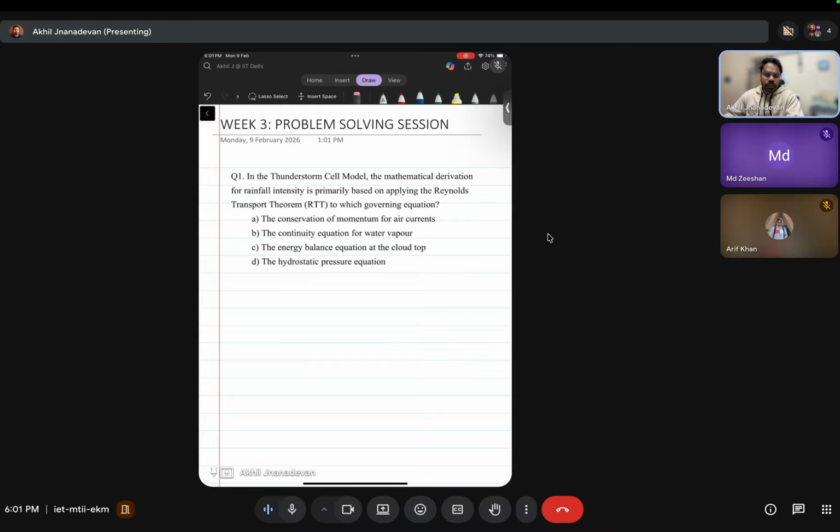If you have gone through the lectures, the first part is somewhat related to what we were doing in the previous week, that is week two, related to atmospheric water. In that we were dealing with different basic terminologies that are so important when dealing with atmospheric water. Based on that, how we can find precipitation intensity using those terminologies and the theorem that we learned, that is Reynolds transport theorem. That is what the first part of the lecture was, to find the rainfall intensity.